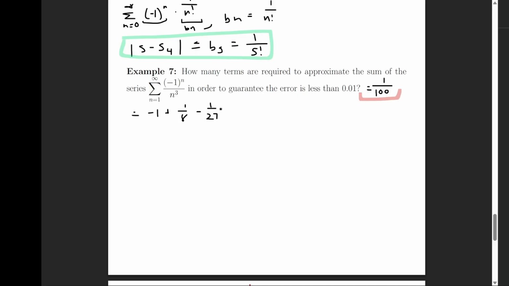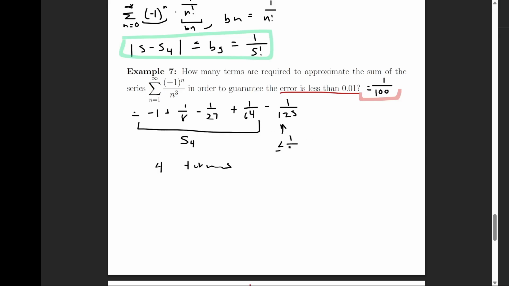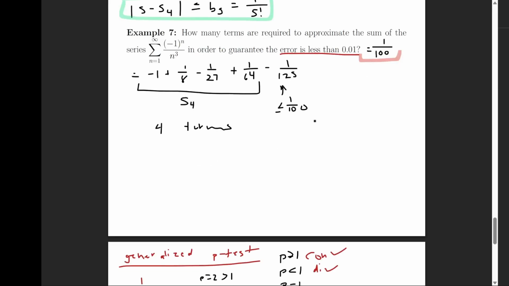So that's when n equals 3, then n equals 4, then n equals 5, and now we can see that 1 over 125 is less than 1 over 100, which is what we're looking for. So this is the sum we're looking at, in this case the sum of 4 terms, because there's 1, 2, 3, 4 terms in it. Because this is less than 1 over 100, this is our bound, okay?